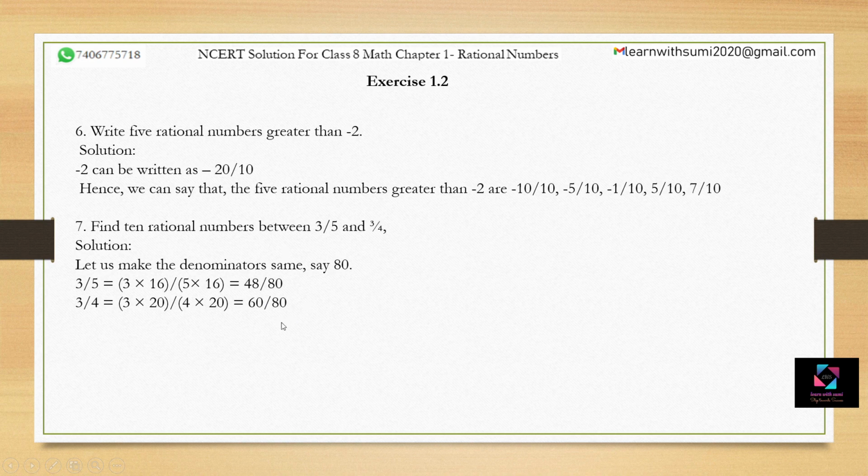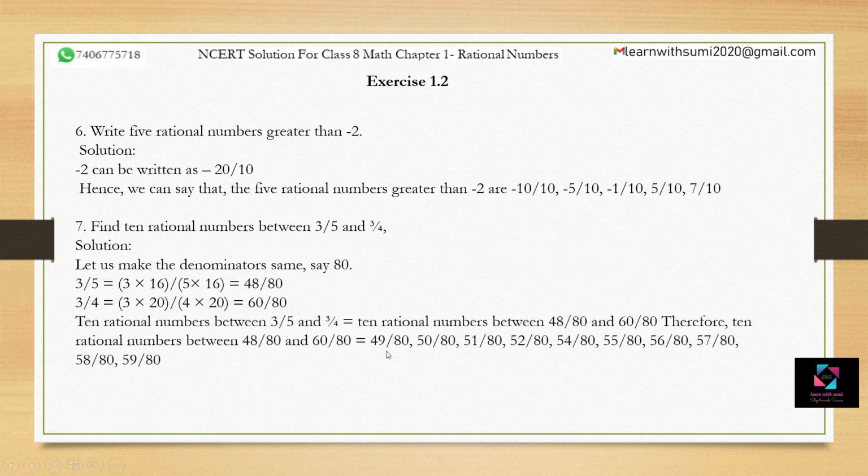Now the denominators are same. We can find the rational numbers between these two numbers. So 3 by 5 and 3 by 4 are nothing but 48 by 80 and 60 by 80. And if we write 10 rational numbers between them, we can write 49 by 80, 50 by 80, 51, 52, 53, 54, 55, 56, 57, 58, and 59 by 80. So these are the rational numbers we have.